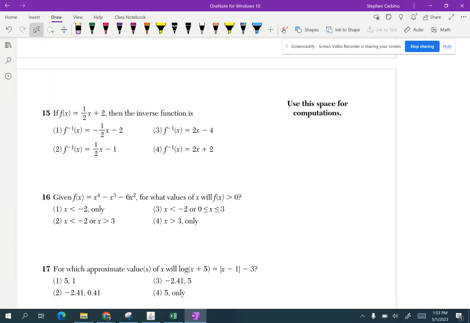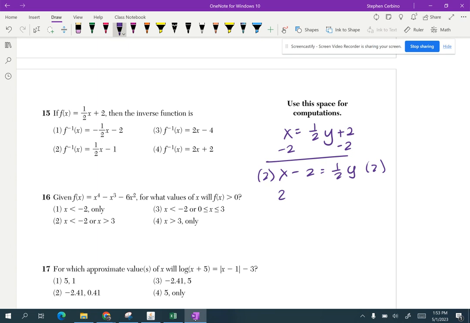Number 15 says to find an inverse. As soon as we see the word inverse, it means switch x and y. So I'm going to rewrite this as x equals 1/2 y plus 2. If we subtract 2, we get x minus 2 equals 1/2 y. Multiply both sides by 2, we get 2x minus 4 is equal to the inverse, choice 3.